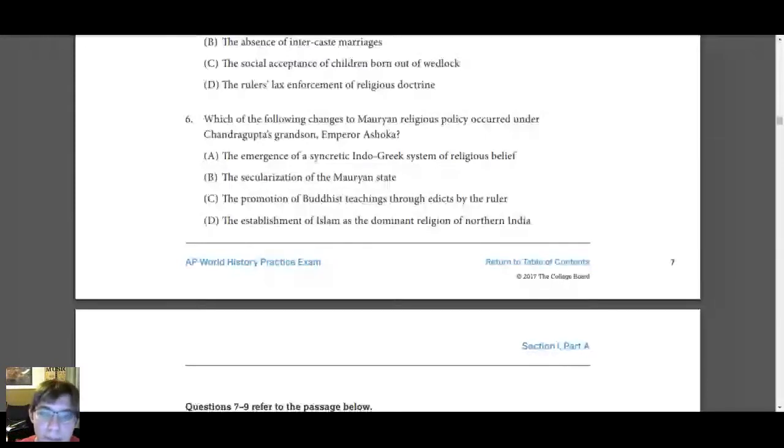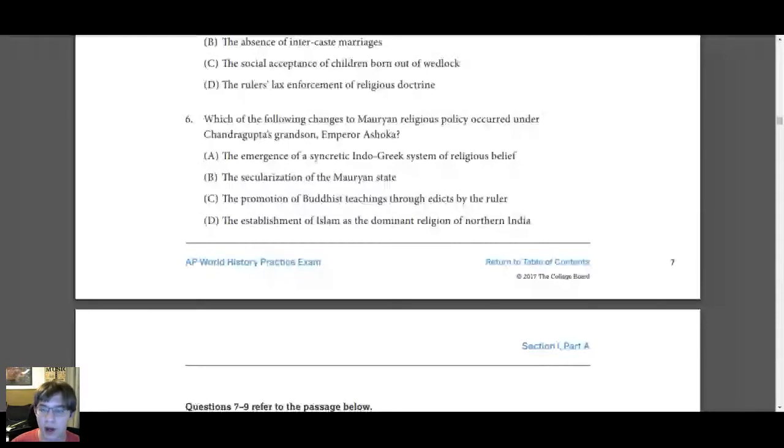So we can see the emergence of a syncretic Indo-Greek system of religious belief. If you know about Ashoka, you'll know that he was Buddhist. He's definitely someone that is useful to know. He does pillar edicts. He was the 3rd Mauryan emperor, I want to say, Ashoka Maurya. And so just by knowing that, even you can say C pretty confidently.